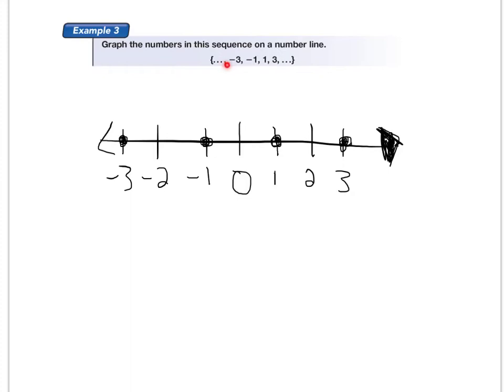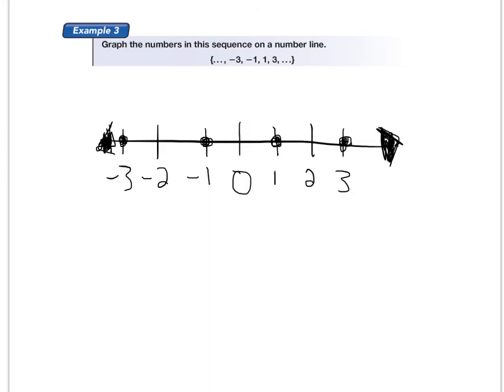Same thing, I've got the ellipsis over here in the negative direction, which means it keeps going in the negative direction. So I've got to make sure I color in this arrow as well. Notice I've got dots on the numbers that are in the sequence, and I've colored in the arrows because I've got an ellipsis on this side and on this side, so I've got to go in both directions. That's how we would graph numbers in a sequence on a number line.